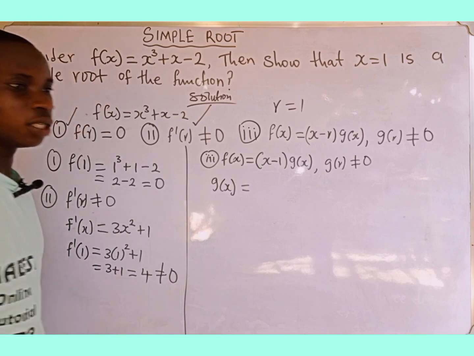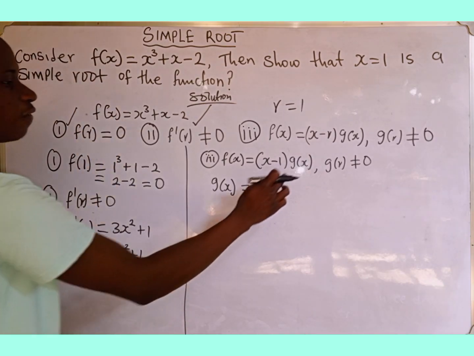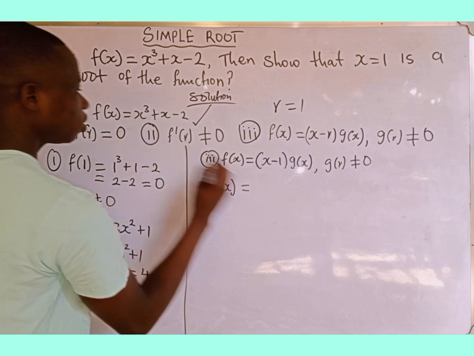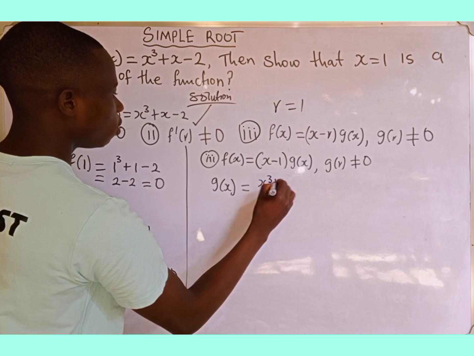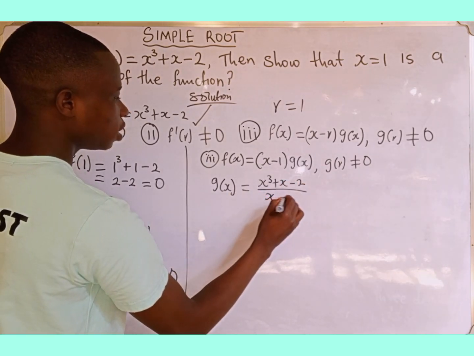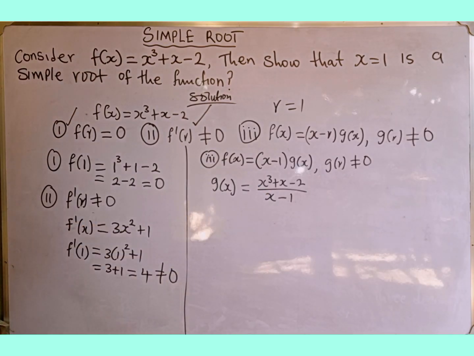The function given from the question is x cubed plus x minus 2 divided by x minus r, which is x minus 1. Now we're going to divide this polynomial to get our g of x, and to divide this polynomial, we're going to use long division.